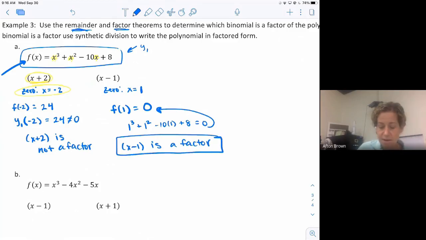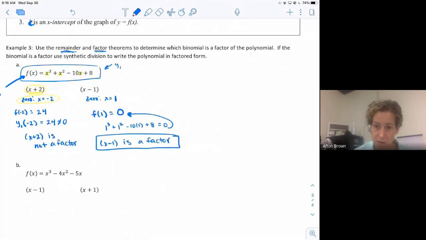Okay, now you only have 4 of these problems today because they do take a while. Once you've found a factor, now we use synthetic division to write the polynomial in factored form. So if you know it's a factor, we know we're going to get a remainder of 0.